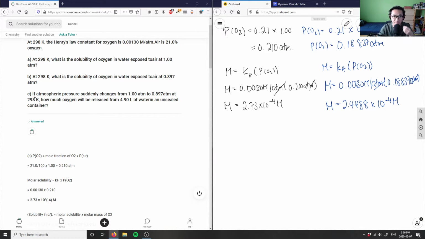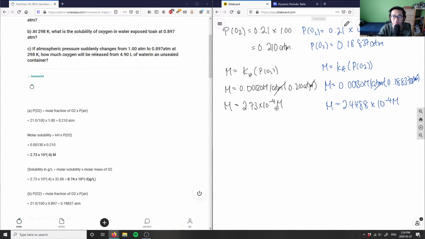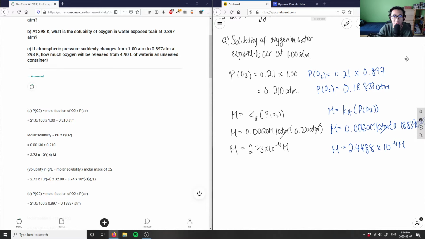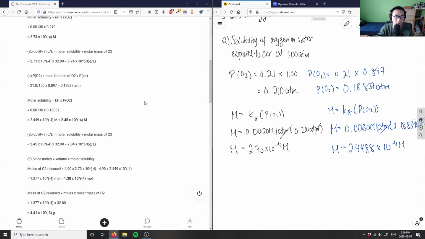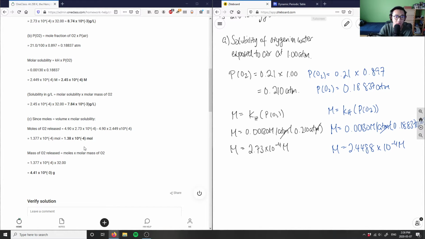For C, if atmospheric pressure suddenly changes from 1.0 to 0.897 at 298, how much oxygen will be released from 4.90 liters of water in an unsealed container? So if it changes from 1 atm to 0.897 atm at a constant temperature of 298 Kelvin, how much oxygen will be released, right? So for C, the moles of O2 released is simply these two values subtracted from each other.